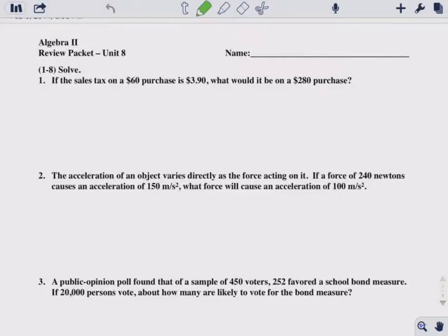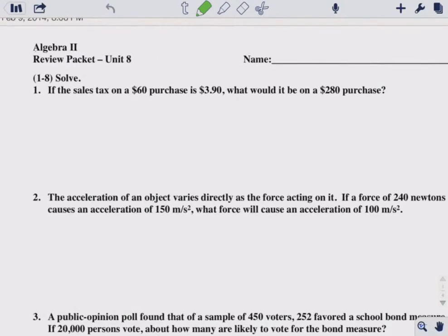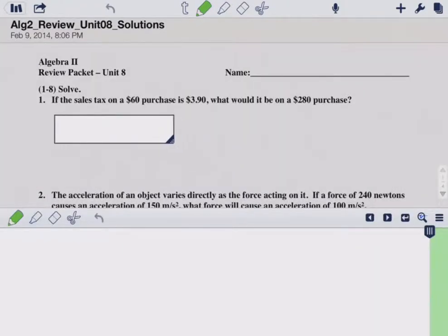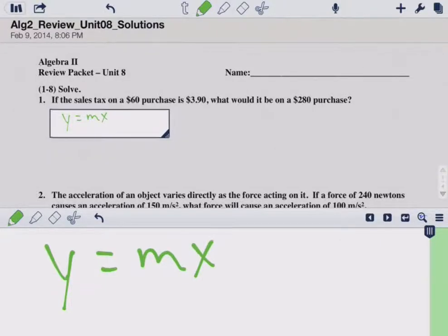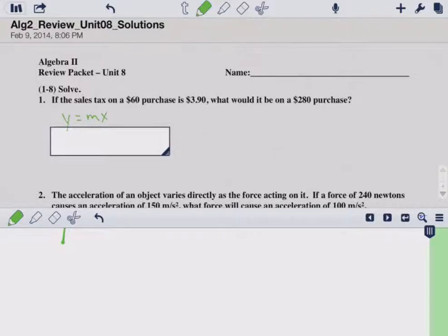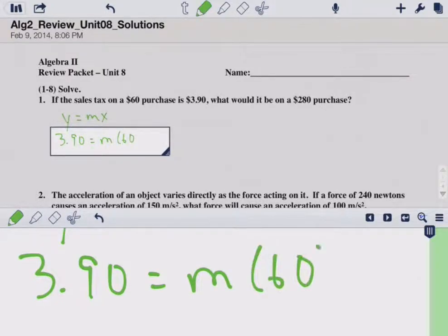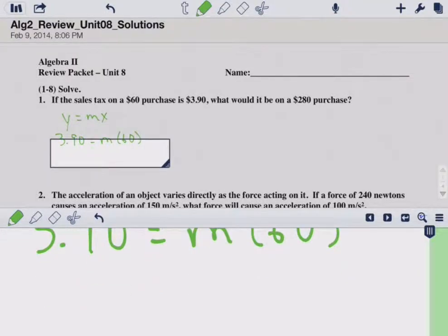So this is direct variation. Direct variation means we use the equation y is equal to mx, or you can use whatever variable you want for the constant, but we'll start with mx. In this case, you've got 3.90 is equal to m times 60. All right, and that tells me that 3.9 divided by 60 equals 0.065.